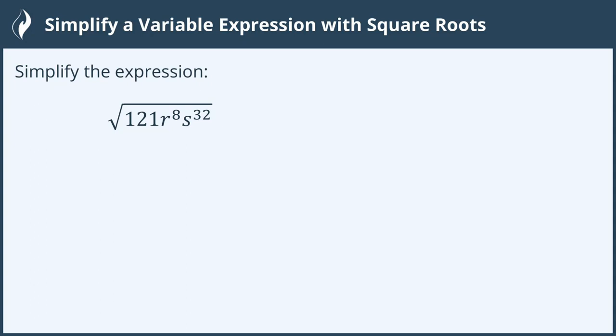Hi everyone! In this video, we will simplify a variable expression with square roots. Simplify the expression, the square root of 121 times r to the 8th times s to the 32nd.